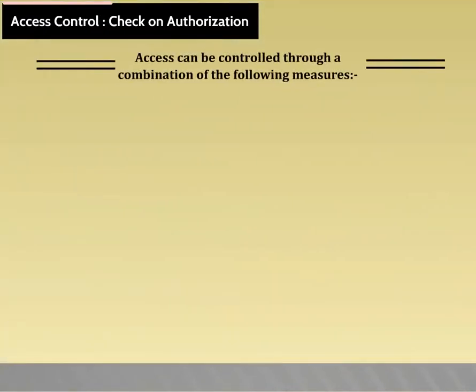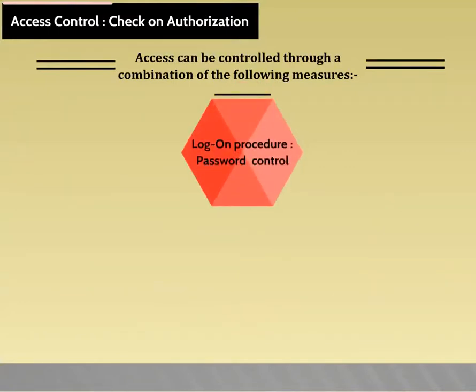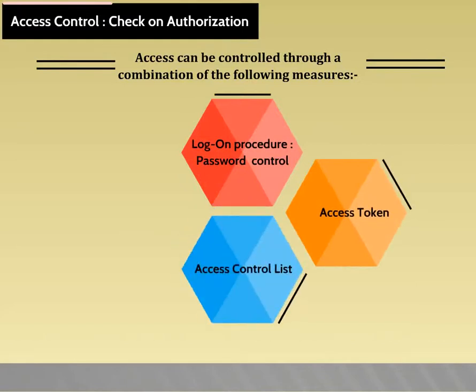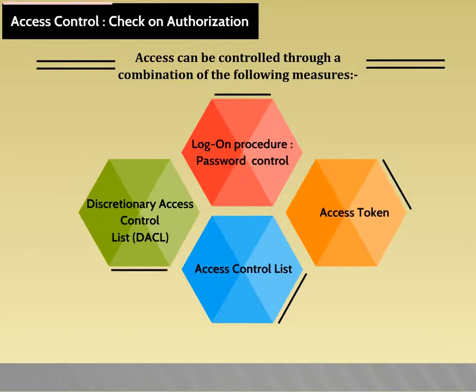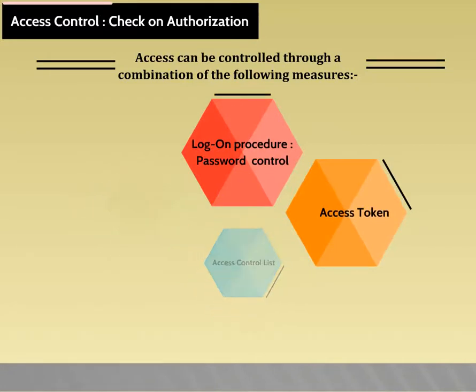Access can be controlled through a combination of the following measures: logon procedure, password control, access token, access control list, discretionary access control list, that is DACL. Logon procedure, password control.